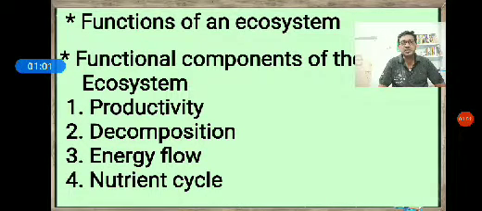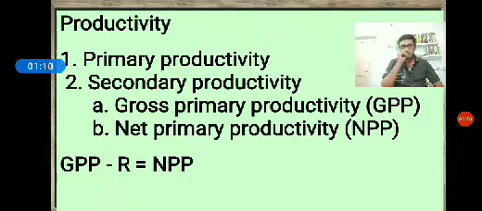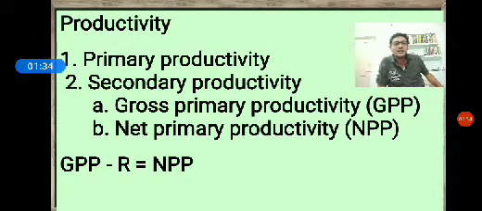In the previous class we discussed productivity. There are two types of productivity: one is called primary productivity, another is called secondary productivity. Primary productivity is the amount of biomass or organic matter produced per unit area over a time period by plants during photosynthesis. The primary productivity is expressed in terms of weight or energy. The primary productivity is classified into two types: gross primary productivity and net primary productivity.